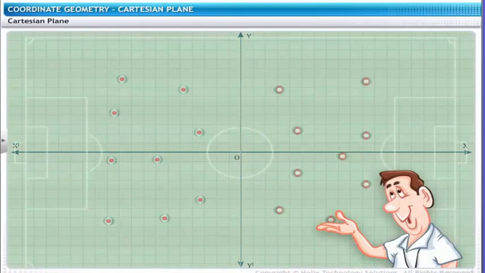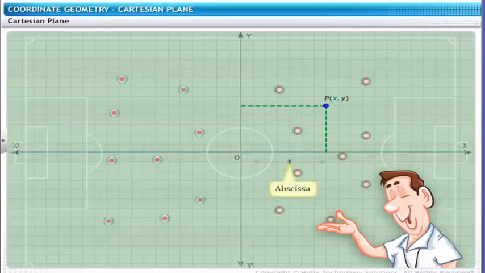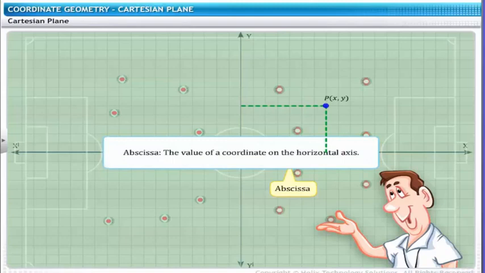For instance, the coach has placed player P on a certain point on the plane. The coach draws perpendicular lines from point P to the x and y axes. Point P is represented as P(x, y). In point P(x, y), x is called the x-coordinate or abscissa. Abscissa is defined as the value of a coordinate on the horizontal axis.